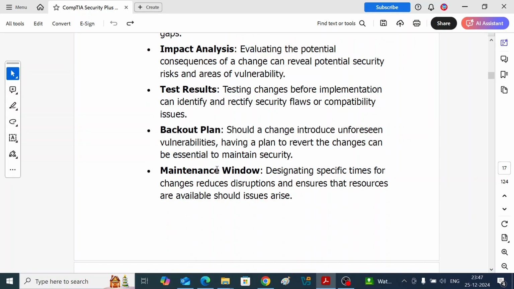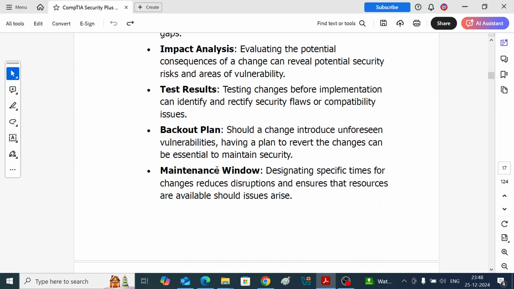Test results. As I mentioned a while ago, any application, any change always needs to be tested. So test results are pretty important and they need to be encouraging. Only if they are encouraging will the change be implemented, and if they are not encouraging, I don't think there's any point implementing that particular change, as it is going to cause chaos.